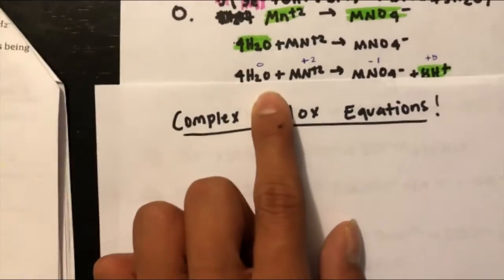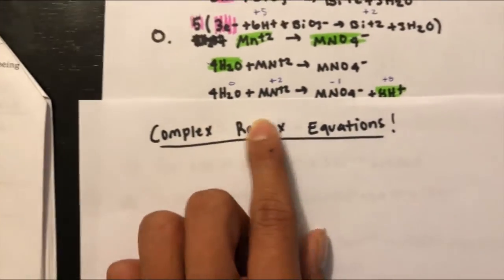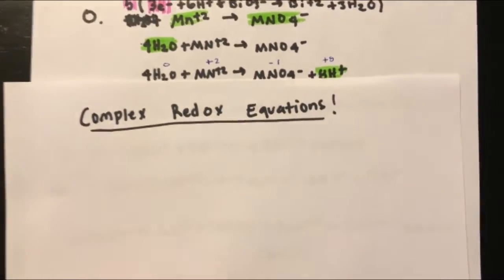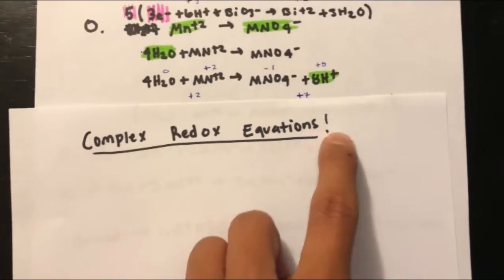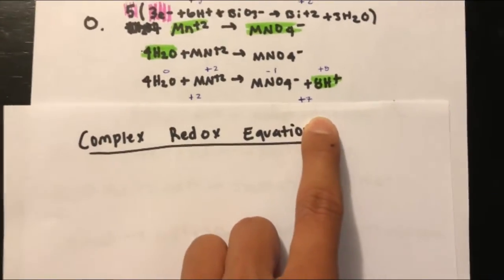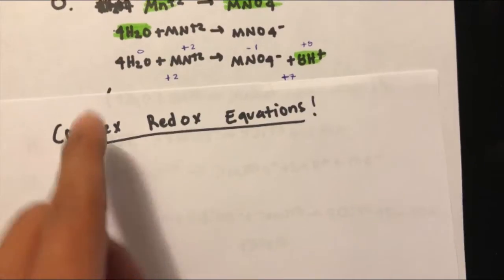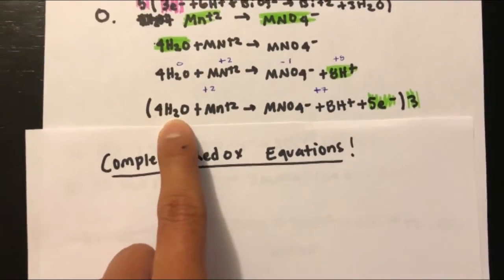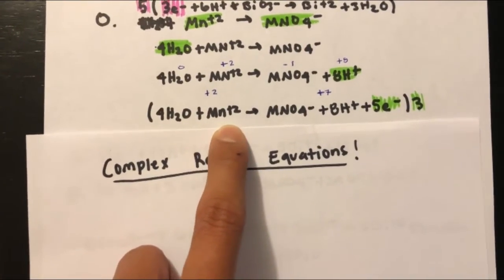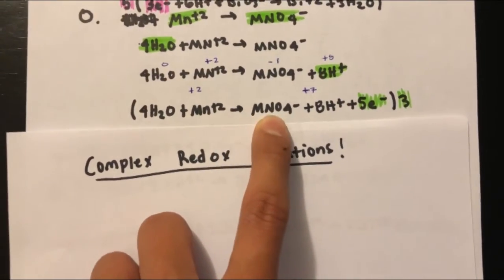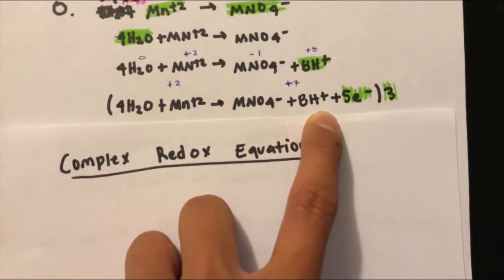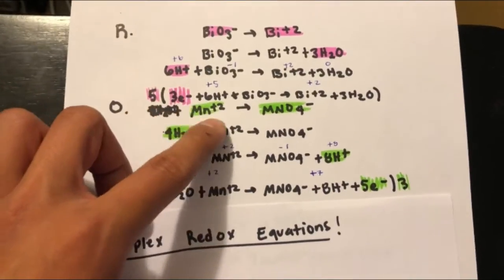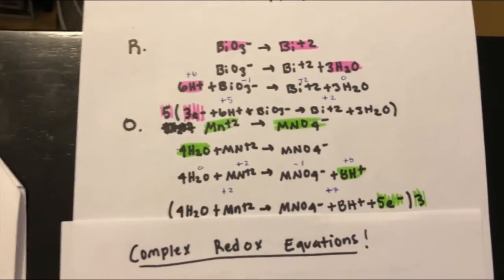So then we look at our charges. We have a 0 charge here, and we got a +2 here. We got a -1 here, and a +8 here. So that makes a +2 and a +7. And we always want to get to the lower charge. So we have to add 5 electrons, as shown here, to get to a +2. So then we got 4H2O plus Mn plus 2 makes MnO4 minus plus 8H plus 5E minus. So that's all the steps coming down to reduction and oxidation.